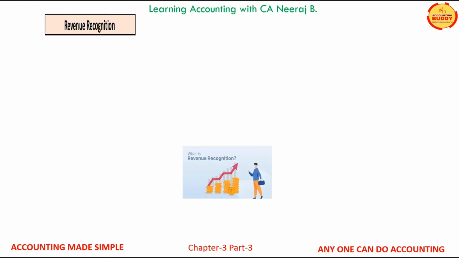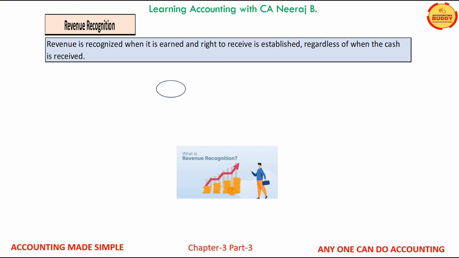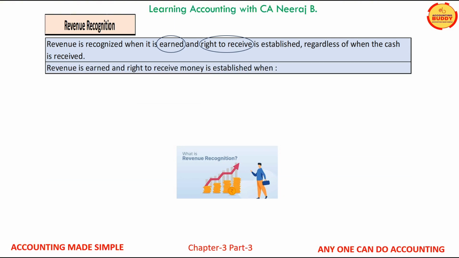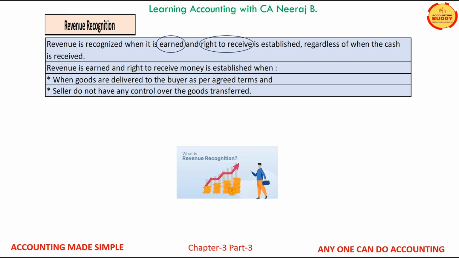Let us now learn the revenue recognition principle. Revenue of a business is recognized when it is earned and the business has established the right to receive the money, irrespective of the fact whether the cash is received or not. Let us now understand when a business is said to have earned it and the right to receive the money is established. Two conditions are very important. Number one, when the goods are delivered to the buyer as per the agreed terms, and the seller does not have any control over the goods and the goods are no more in possession of the seller.